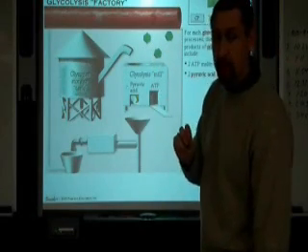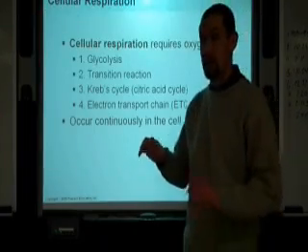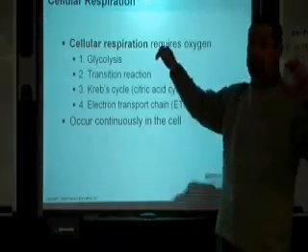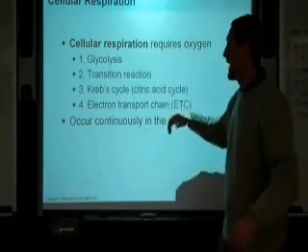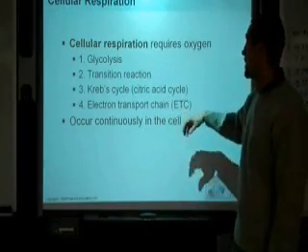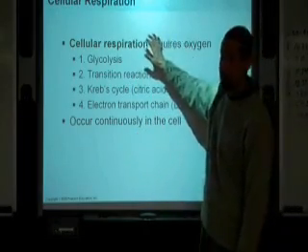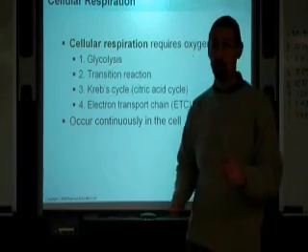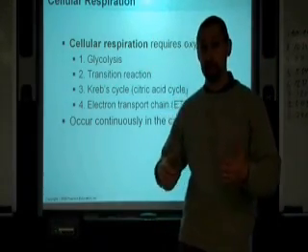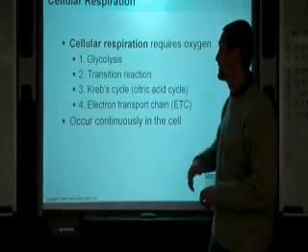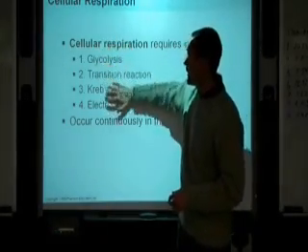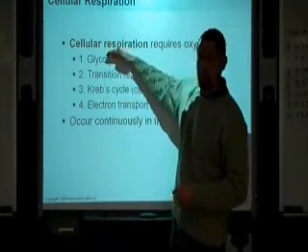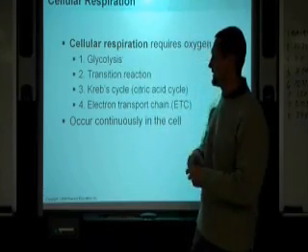But if I can somehow use that pyruvic acid, I can get more. So when we talk about cellular respiration, we're looking at these 4 basic steps. So cellular respiration requires oxygen. That's why when you're running on the treadmill, you start breathing faster because you're trying to get more oxygen to your muscles. The steps in cellular respiration include glycolysis, splitting the glucose that gives us some energy.